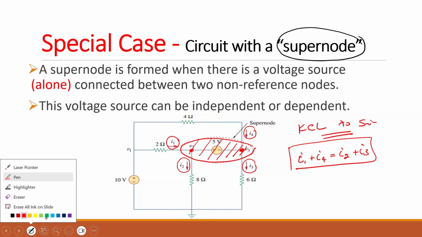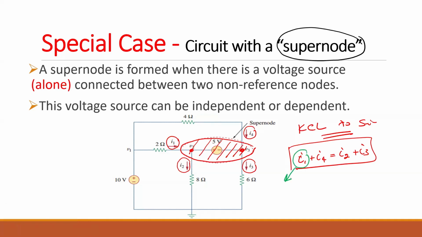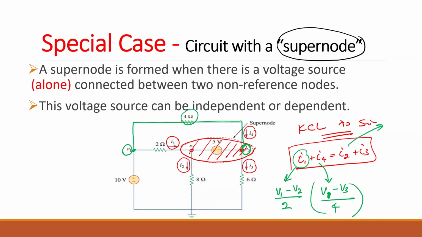Now, the other part is writing the currents. I1 is starting from this node, V1, and going to V2 divided by 2. I4 is going this way, starting with V1, going to V3, so this side is V3 divided by 4. I2 is V2 minus 0 divided by 8. I3 is starting from V3, minus 0, divided by 6.